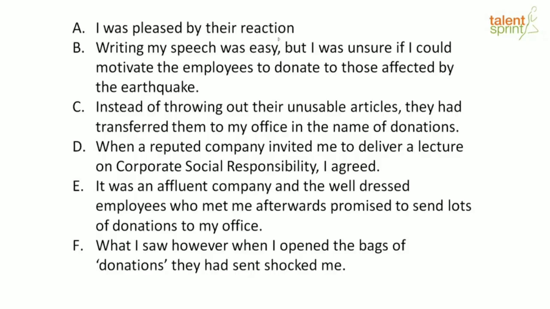Let's look at our third jumbled sentence. Again, I have 6 sentences. Let's identify the topic sentence. I was pleased by their reaction. Who is that there? Can't be my topic sentence. Writing my speech was easy. Why was he writing his speech? What is the need? There has to be a preceding sentence. Cannot be my topic sentence. Instead of throwing out there, again, who is that there referring to? Can't be my topic sentence.